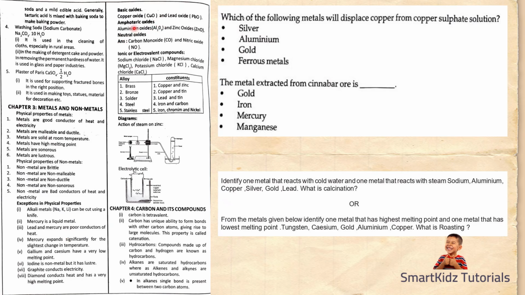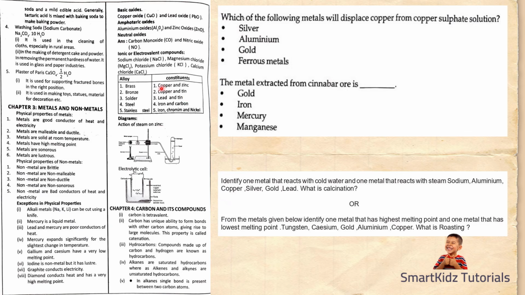Basic oxides: oxides which are basic in nature are called basic oxides. So you have copper oxide, lead oxide. Then you have amphoteric oxides. Amphoteric oxides are those which can behave as basic oxides as well as acidic oxides. They have properties of both basic and acidic. They are aluminium oxide and zinc oxide. Then you have neutral oxides, carbon monoxide and nitric oxide. But amphoteric oxides are the most likely to come. Just remember that.